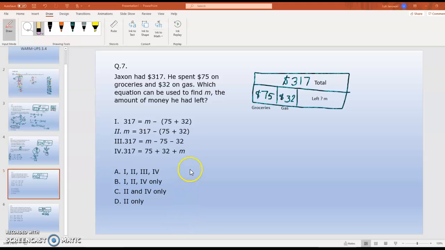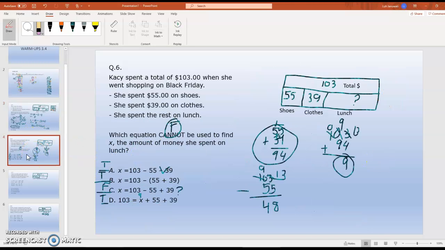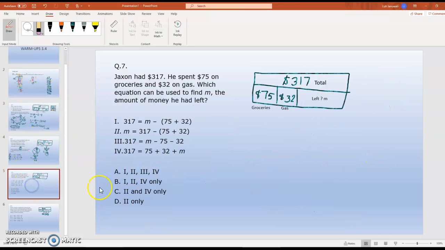Jackson had $317. He spent $75 on groceries and $32 on gas. Which equation can be used to find M, the amount of money he had left? Wow, look at this problem. It's exactly the same as this problem, right? Problem number 5, problem number 6, problem number 7.